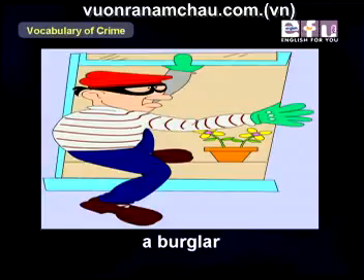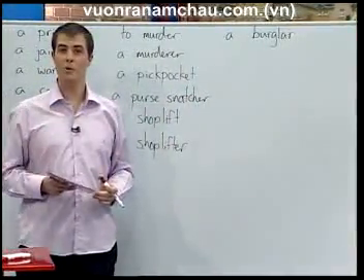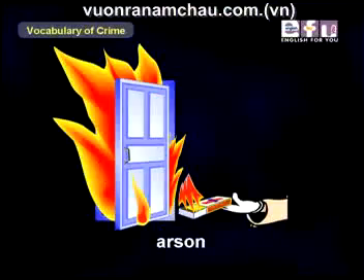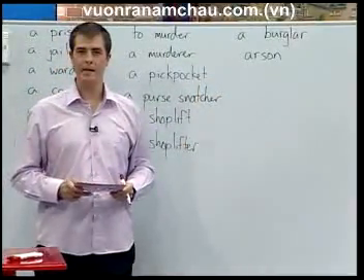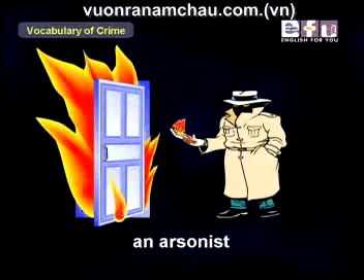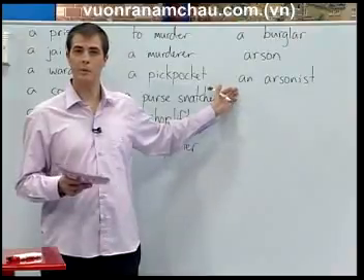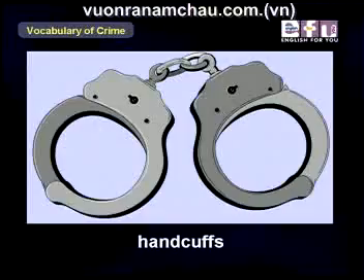Okay, a few more over here now. A burglar. A burglar is a person who gets into shops or houses to steal things. Now we have this one, arson. Arson is a crime of deliberately making something burn, usually a building. An arsonist. An arsonist is a person who commits the crime of arson. This person deliberately lights a fire or makes a building burn.